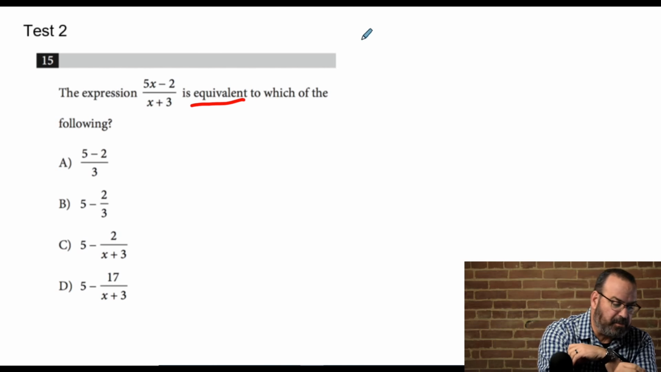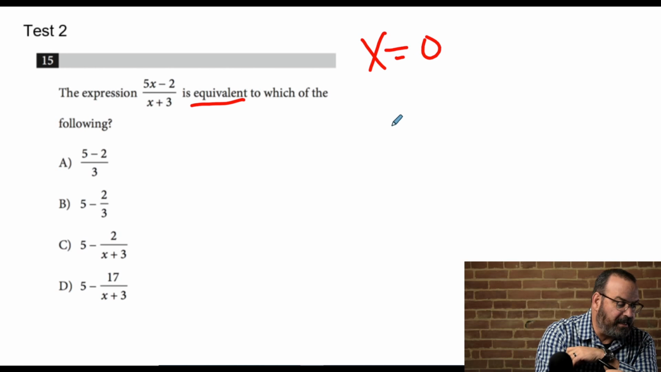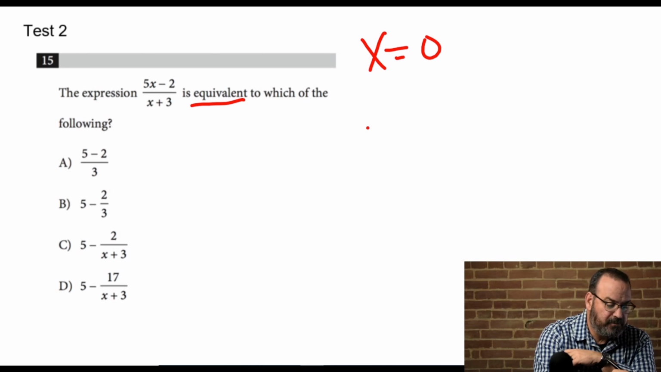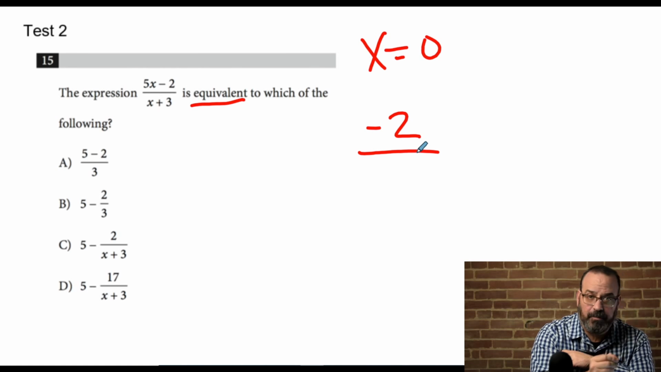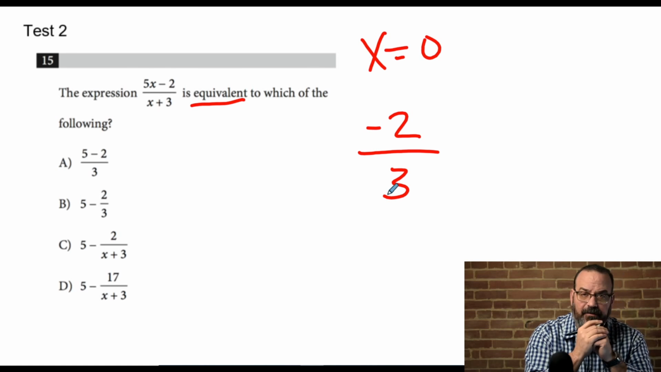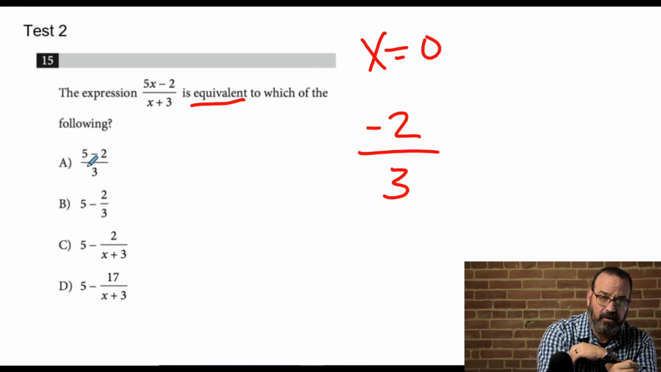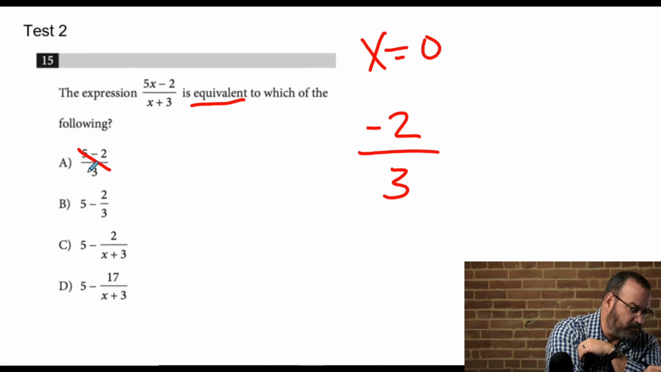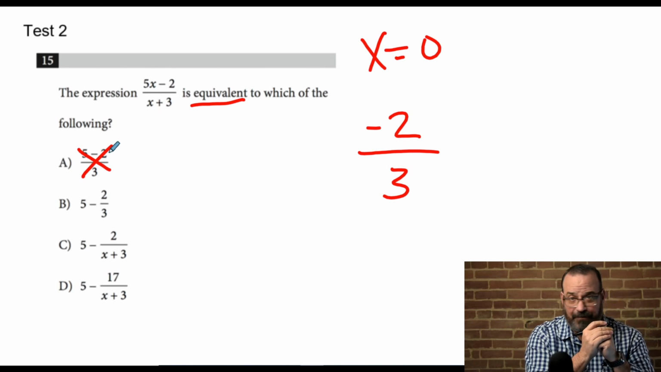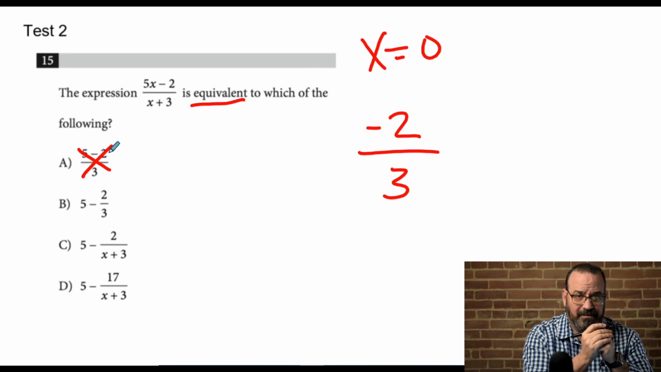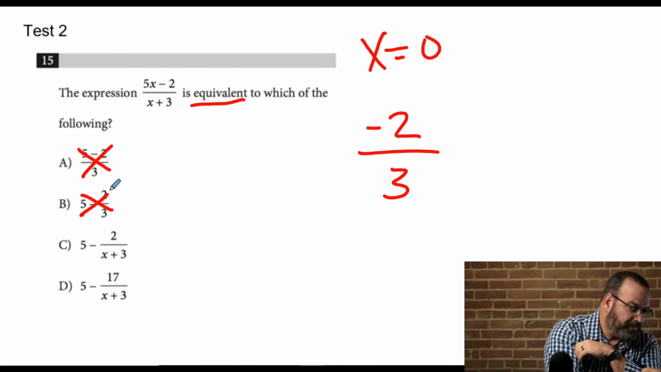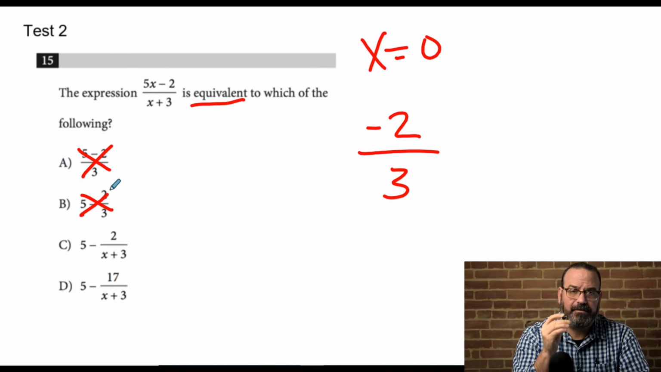Well, once again, let's plug in x equals 0. And I get 5 times 0 is 0 minus 2, 0 plus 3 is 3. I'm looking for negative 2/3. Is 5 minus 2 divided by 3 equal to negative 2/3? No, because it would be negative 2/3. That's just wrong. Is 5 minus negative 2/3 negative 2/3? No. I can do this question down to 50-50 in seconds.